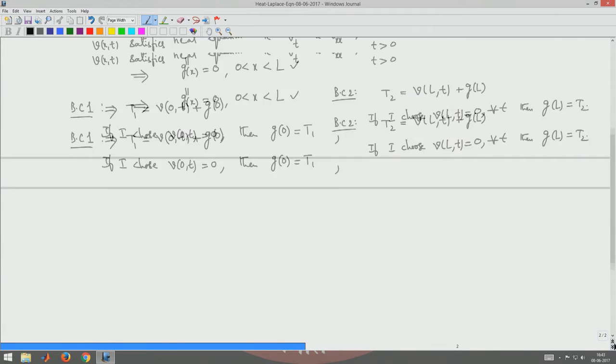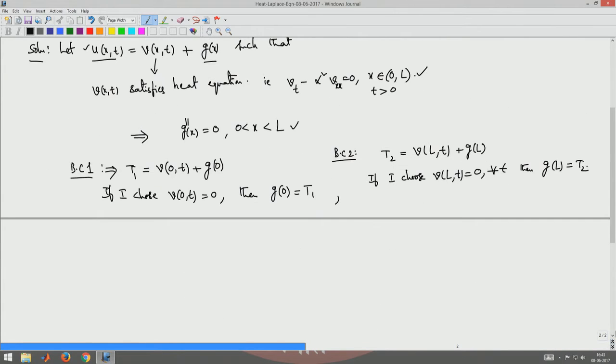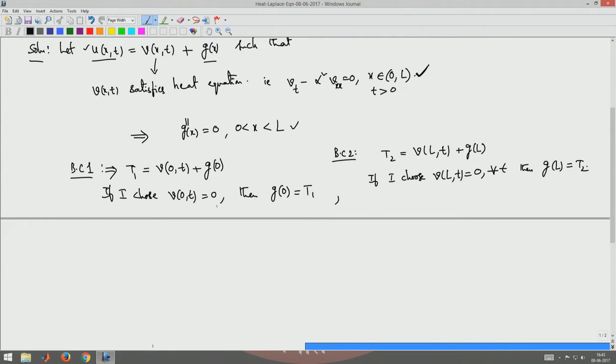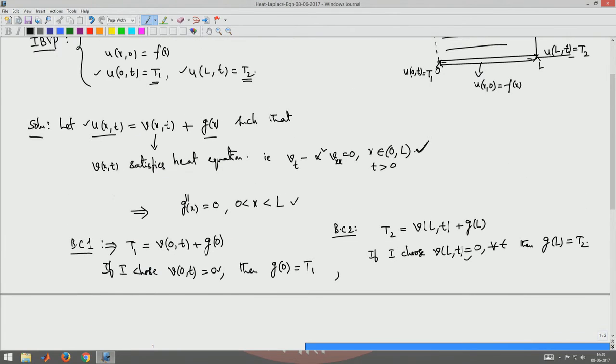What you achieved is that now you write the problem for v: v satisfies the heat equation and these two boundary conditions. And what happens to the initial condition? Before that, we find the initial condition for v first. So, v is not completed; we know only the heat equation and some boundary conditions like this. So, you have two boundary conditions and the heat equation for v.